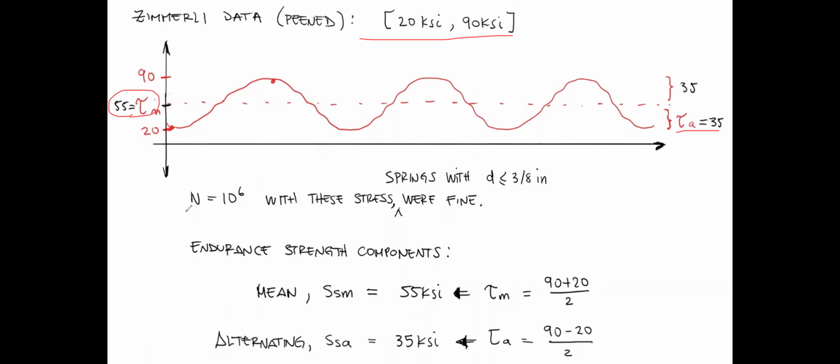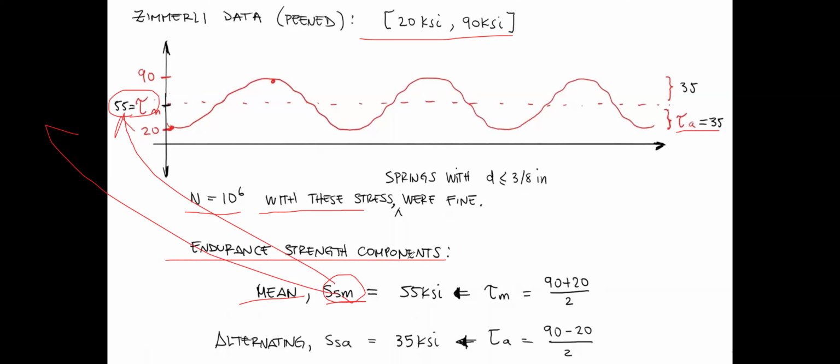So when the cycle number equals 10 to the power of 6, with this stressed spring with a diameter less than 10 millimeter, we're fine. An endurance strength component mean SSM, I'm sorry, here. SSM, or say the tau m equals 90 plus 20 divided by 2. And the alternating stress, SSA equals 35 KSI, or tau A equals 90 minus 20 divided by 2.